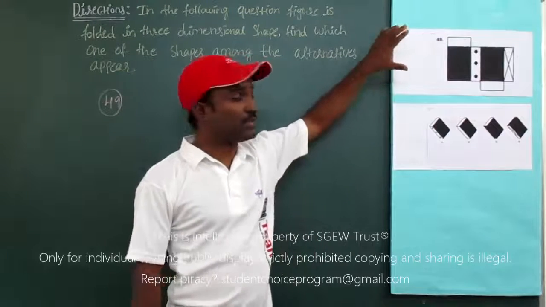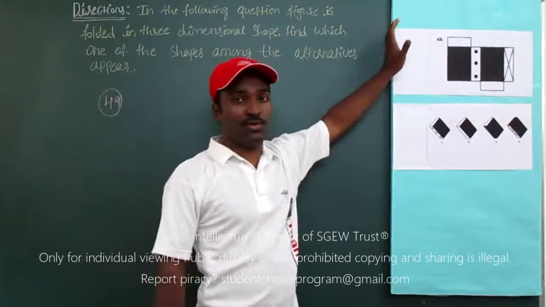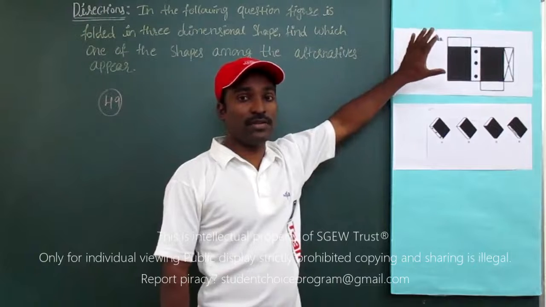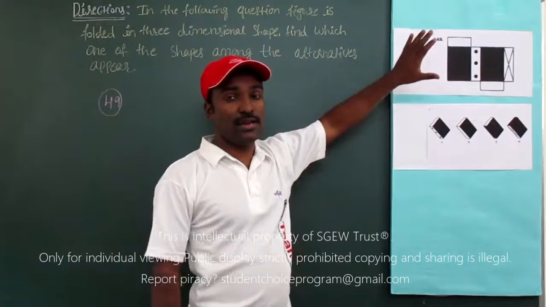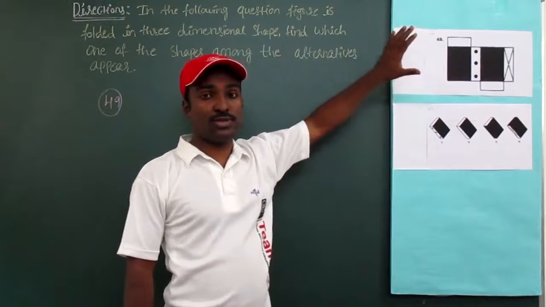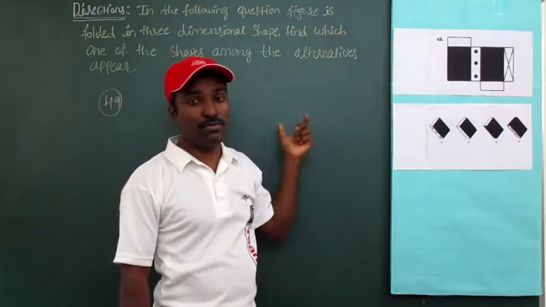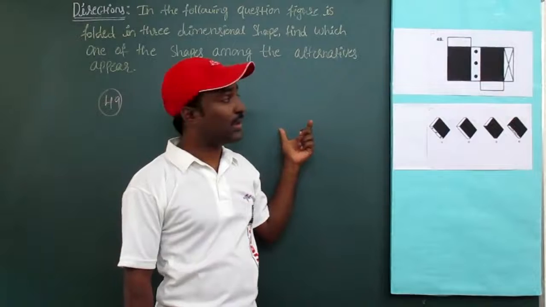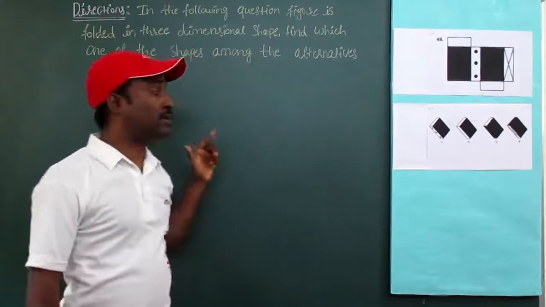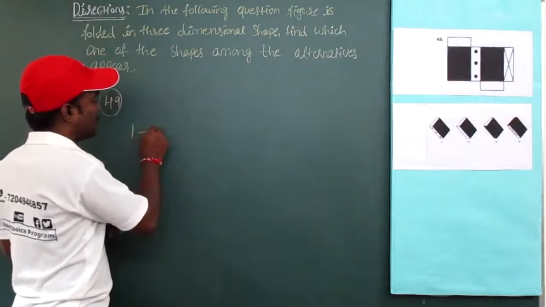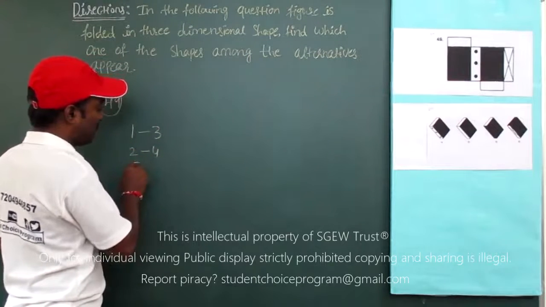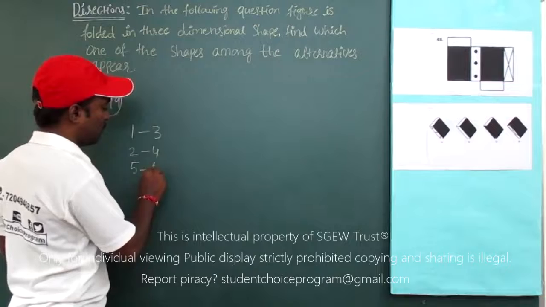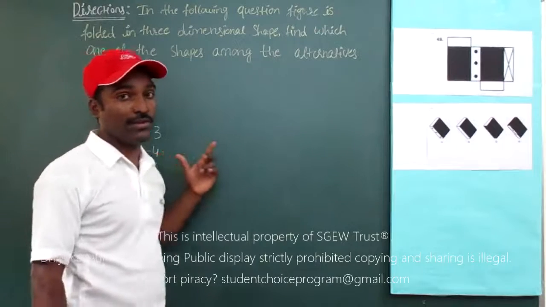That means this problem is related with cubes. So whenever you find a problem related with cube, the general unfolded cube has to be drawn, and then you have to give numbers to all the faces. The very important thing is that first face is opposite to third, second face is opposite to fourth, fifth face is opposite to sixth. So this has to be remembered.